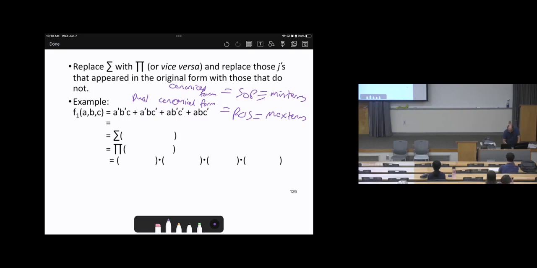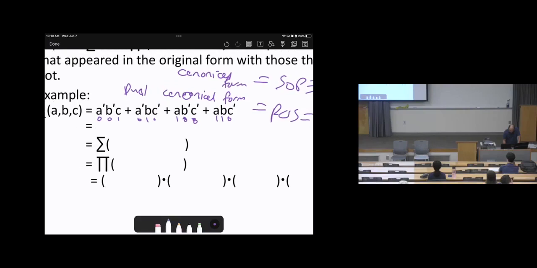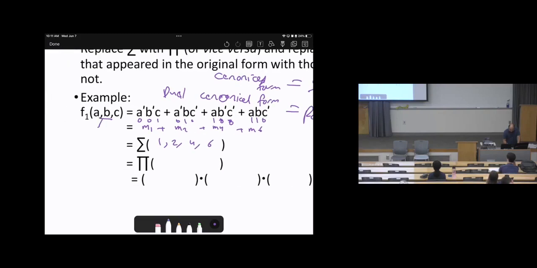Basically, we can say this is 0, 0, 1, 0, 1, 0 because it's written in min terms. Then here 1, 0, 0. Here 1, 1, 0. Okay? Now 0, 0, 1 is equivalent to 1, so we call this M1. Then plus 0, 1, 0 is equivalent to 2, this is M2. Then 1, 0, 0 is equivalent to 4, this is M4. 1, 1, 0 is equivalent to 6, this is M6. So as a result, it will be the sum of 1, 2, 4, and 6. We have 3 variables.